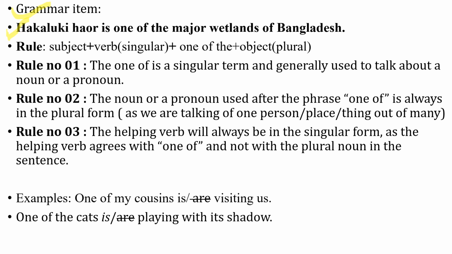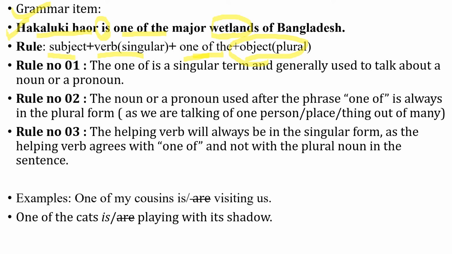The rule for these types of sentences: first you use a subject, then a verb, and the verb would be singular while the subject could be plural. The verb is singular, then comes one of, and after that the object would be plural. If we look at the sentence, Hakaluki Haur here is the subject, the verb is singular, then one of the, and then major wetlands. So here the object is plural.